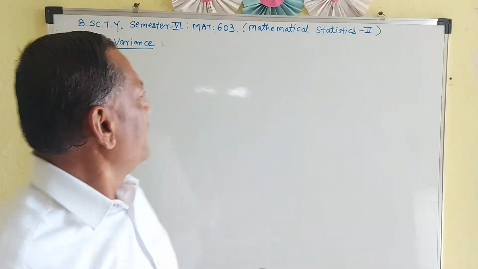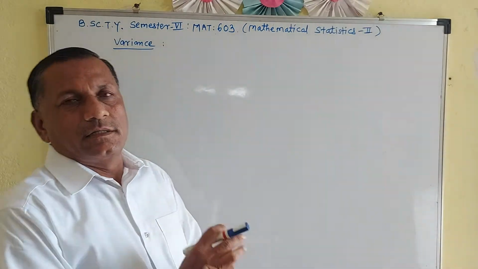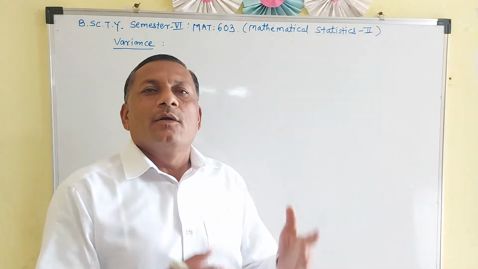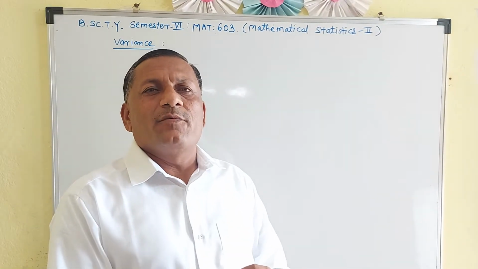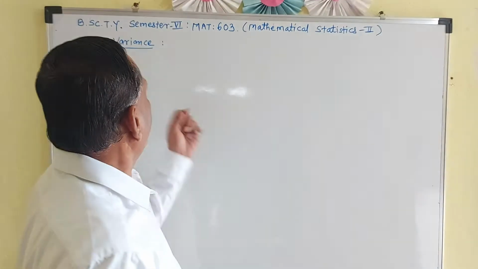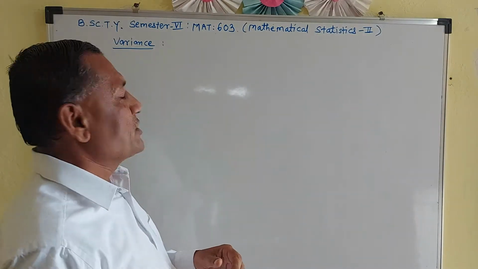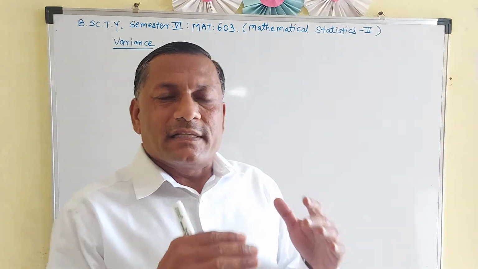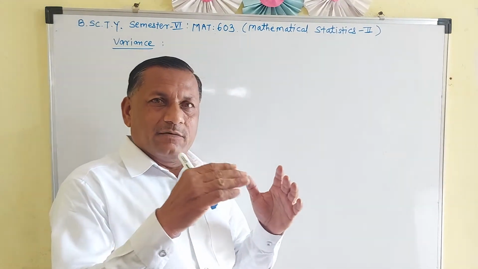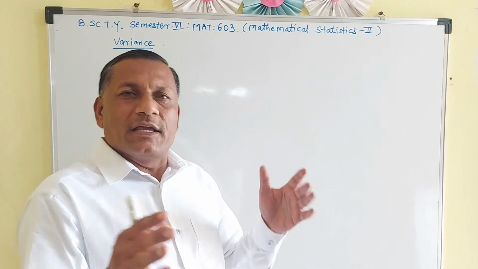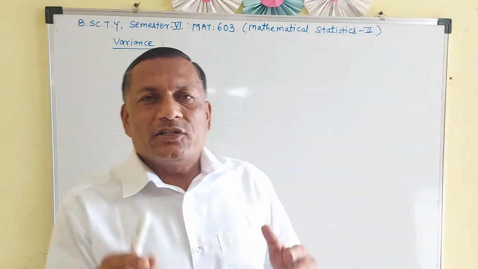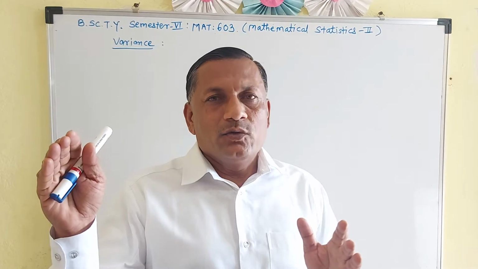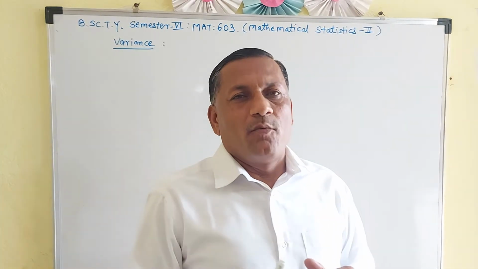Now we learn what is variance. You know the definition of expectation if x is a random variable, which is a continuous random variable or discrete random variable. And also you know the definition of covariance. If x and y are two random variables, then covariance between them is given by covariance of x, y is equal to expectation of (x minus E of x) into (y minus E of y).